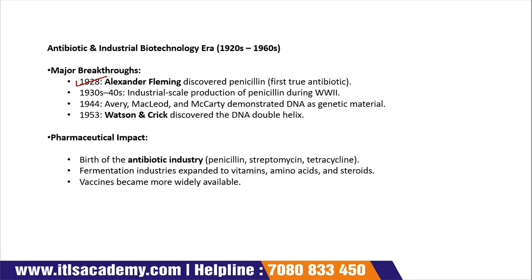In 1928, Alexander Fleming discovered the antibiotic penicillin, the first true antibiotic. In the 1930s to 40s, industrial scale production of penicillin took place during World War II. In 1944, Avery, MacLeod and McCarty demonstrated that DNA is a genetic material. Genetic material means DNA is transferred from one generation to another generation.